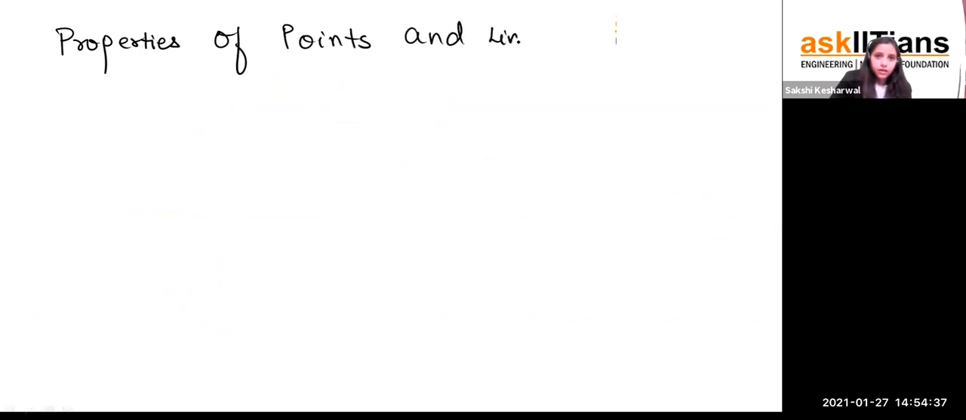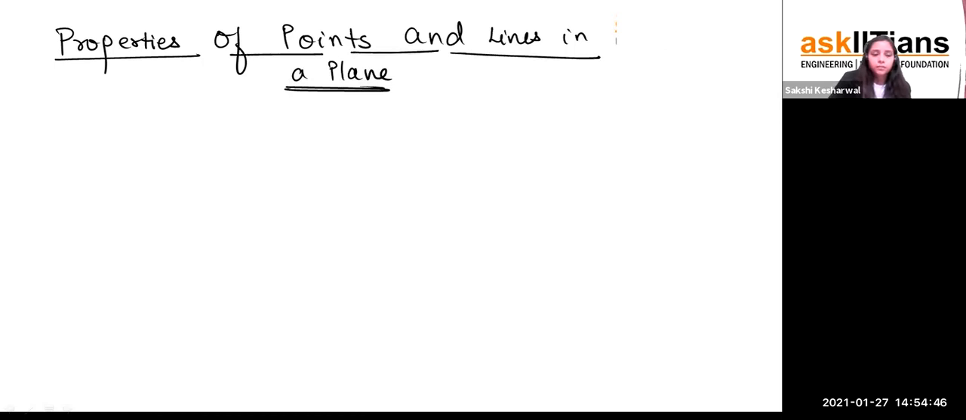Now let me change my color once. Yeah, write down this heading: Properties of points and lines in a plane. So here we'll be learning some important points.